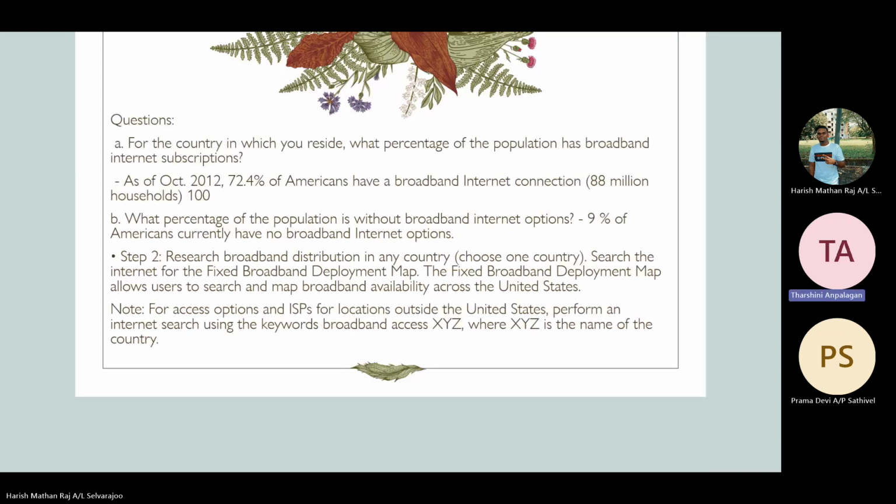Okay. First question: for the country in which you reside, what percentage of the population has a broadband internet subscription? So the answer will be, as per October 2012, 72.4% of Americans have a broadband internet connection, which will be 88 million households. The percentage will be 100%.